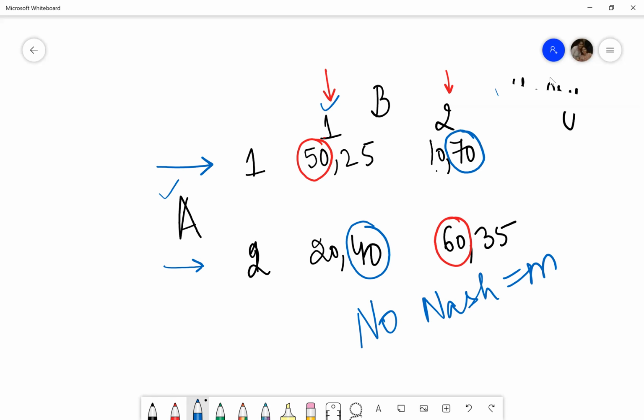So this is how you solve Nash equilibrium. I hope this concept was clear to you and we made it easy.